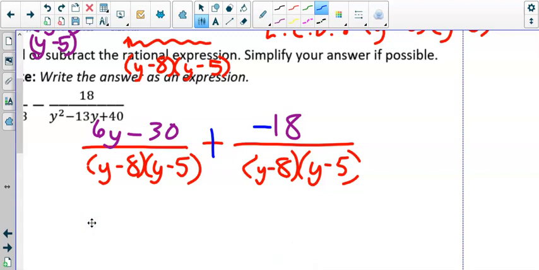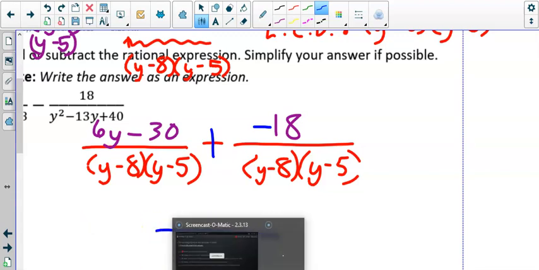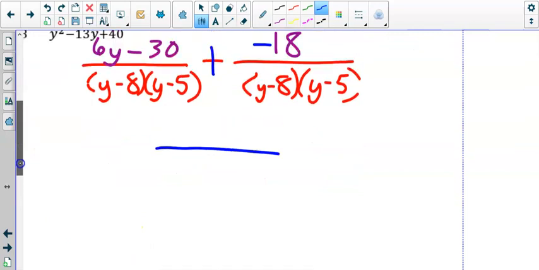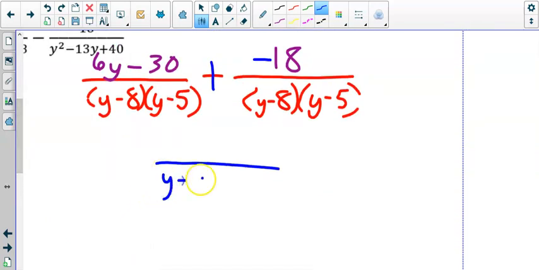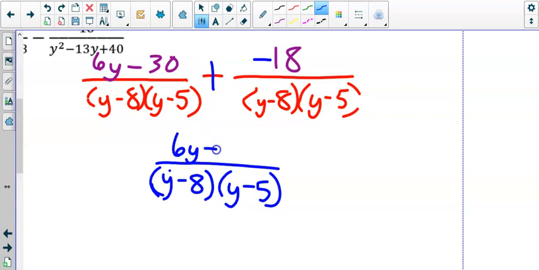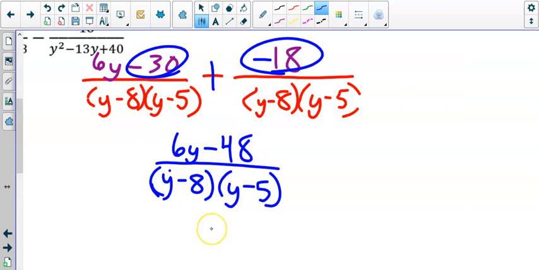All right, so now we're ready to do the adding and subtracting. So we got y minus 8, y minus 5 down here, because when we add and subtract, we don't change the denominator. But what do we got in the numerator now? When we put these together, 6y minus 48, because it's all about combining like terms. These two are going to get together, and negative 30 and a negative 18 give me a negative 48.